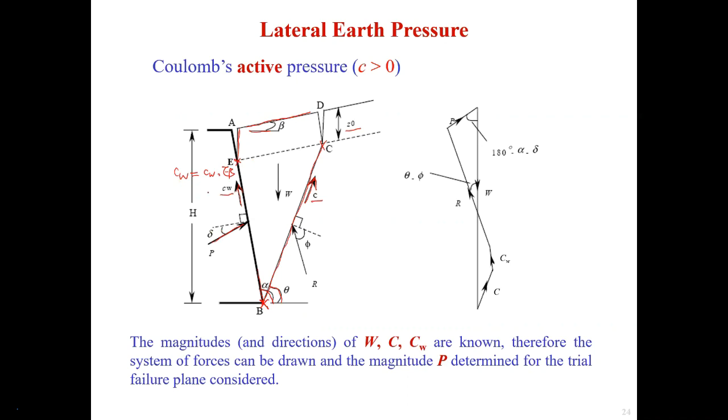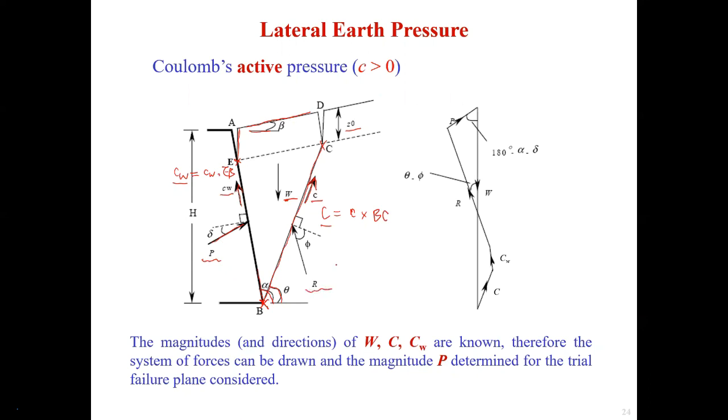So that's a force component, and CW, that's the pressure component. And also the soil reaction at this failure plane, R. Similarly, the capital C equals C times BC. So we are able to get the cohesion force, capital C. And I know the magnitude and direction of W, CW. So CW, C, and W, we know the magnitude and we also know the direction. So the only unknowns are P and R.